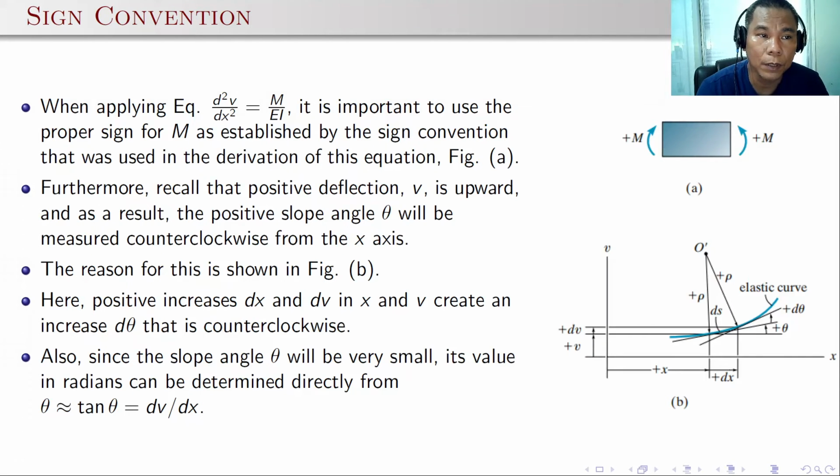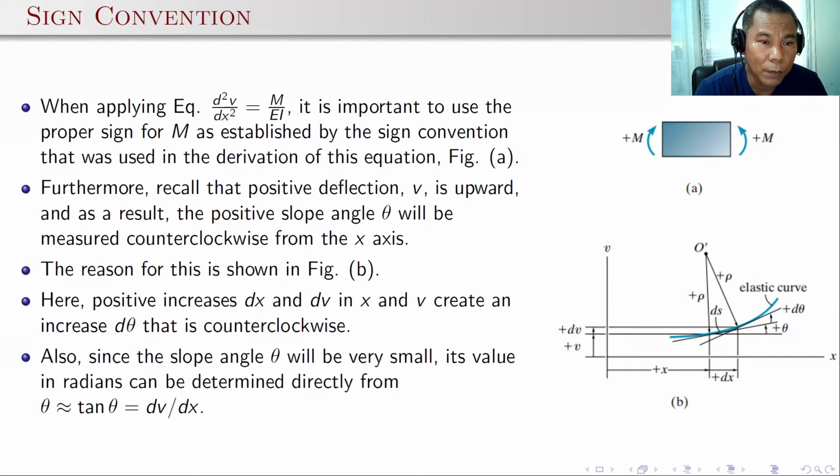When applying the equation, it is important to use the proper sign of the bending moment M. As established earlier, we use positive deflection v as upward, and the positive slope angle theta is also measured counterclockwise from the x-axis. In this case, the positive increases dx and dv in x and v create an increase d theta that is counterclockwise. Also, since the slope angle theta is very small, its value in radians can be determined directly from theta approximately equal to tangent theta equals dv over dx.